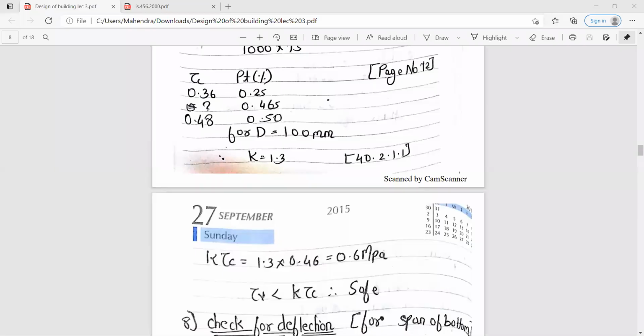So for D 100 mm, you need to calculate K. The value for K you will get from clause number 40.2.1.1 of IS 456-2000. So K into tau c, you get from this as 0.6 megapascal. So as tau v is less than K into tau c, your design is safe for the shear. So do the check for the shear, and after completing let me know so that we can do the check for the deflection.